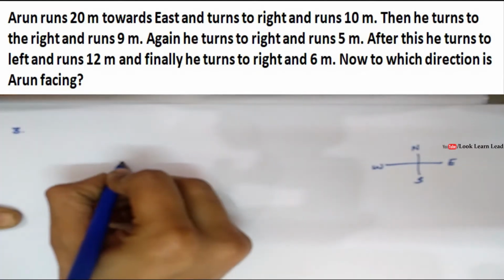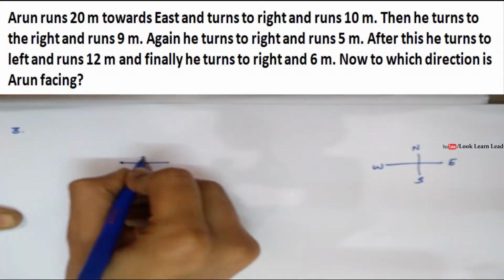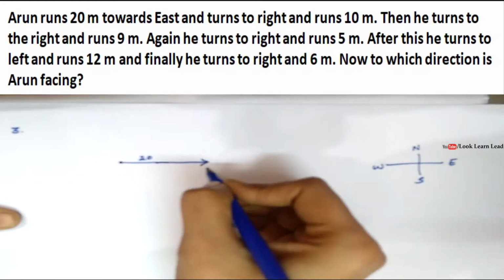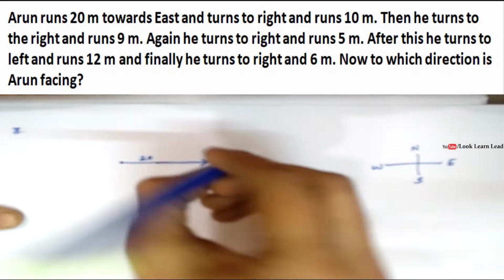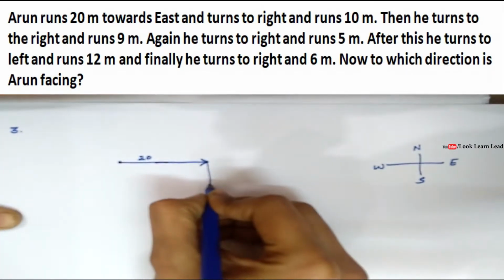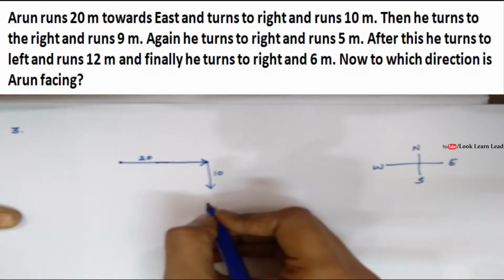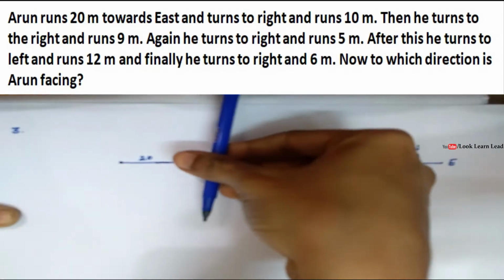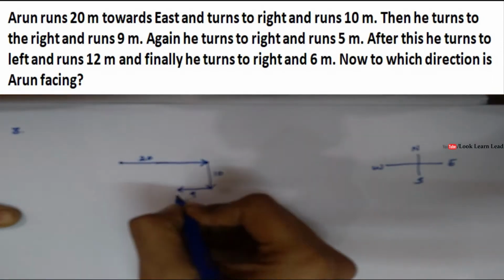So let Arun be here. Okay, he runs 20 meter towards east. East is this direction. I'll write it like this, 20 meter towards east. Okay, and turns right and runs 10 meter. So if he's going this way, the right would be this, and he turns right and travels 10 meter. He then turns right and runs 9. So if he's going like this, his right would be this. So he would run 9 meter.